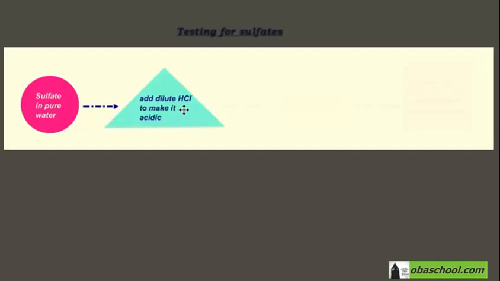Second, add dilute hydrochloric acid to make it acidic. After mixing sulfate with water, they form a solution. So we add to this solution dilute hydrochloric acid to make it acidic.